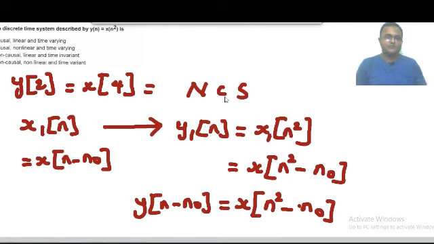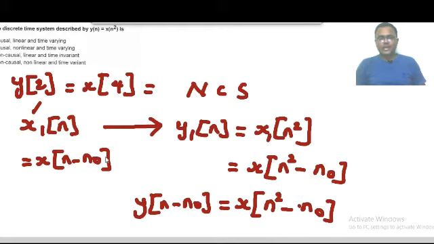And the third thing, we need to find whether the system is time variant or time invariant. Let me assume the input x1 of n. Therefore the output of the system is y1 of n is equal to x1 of n square. Let me assume x1 of n is equal to the delay of the original signal, which is x of n minus n0.